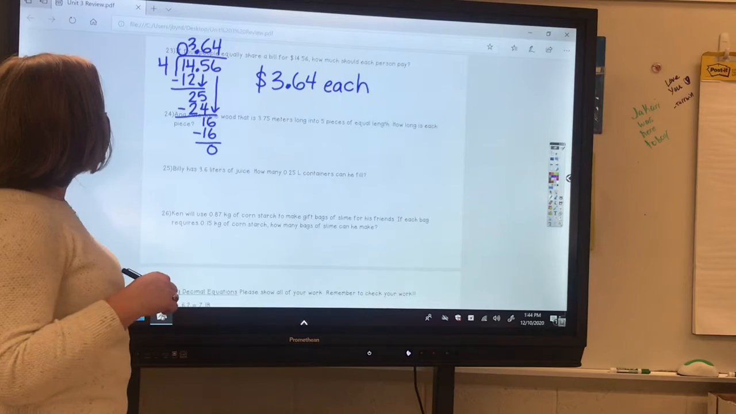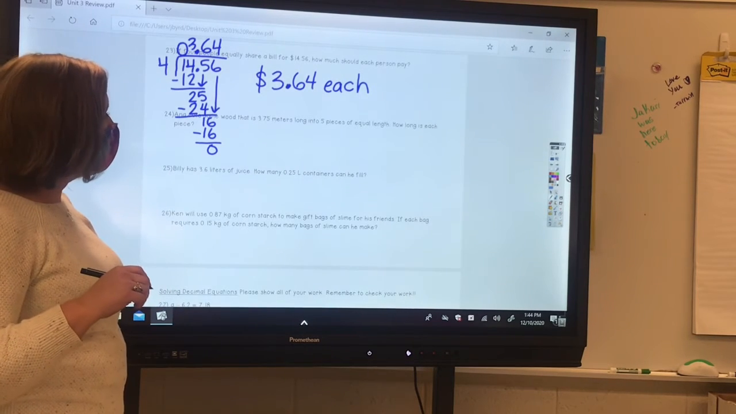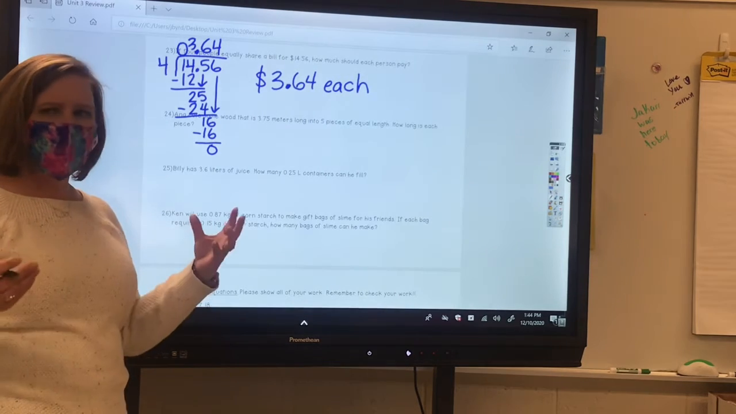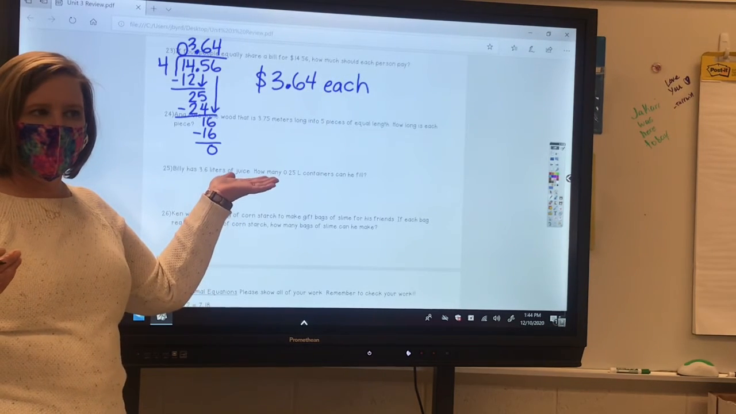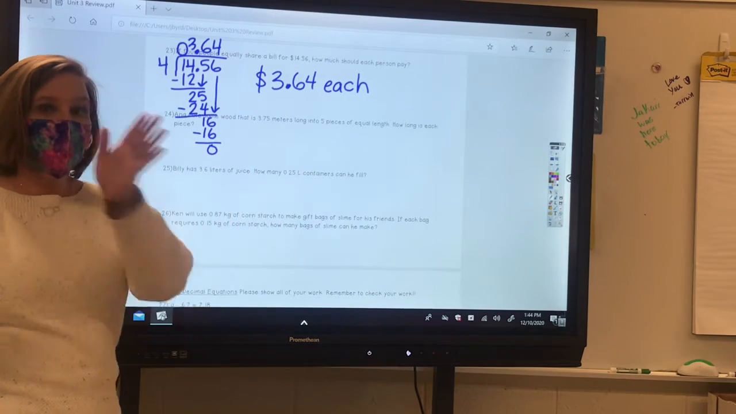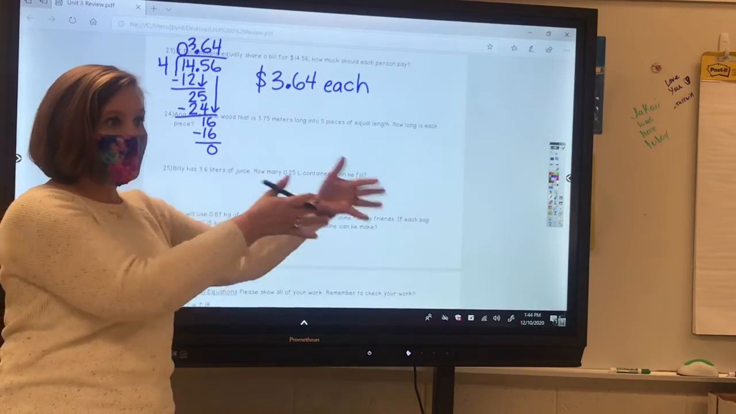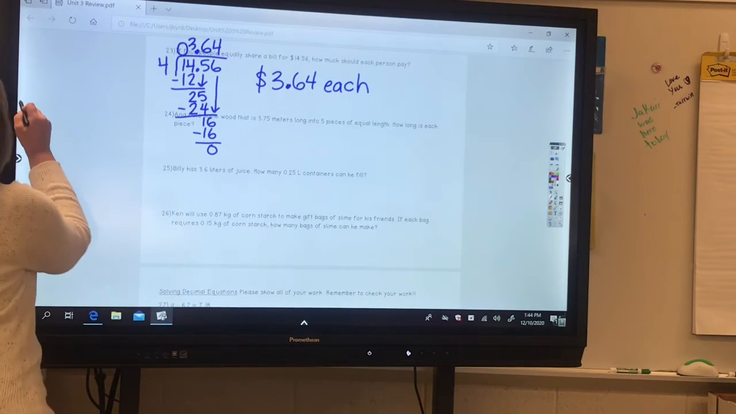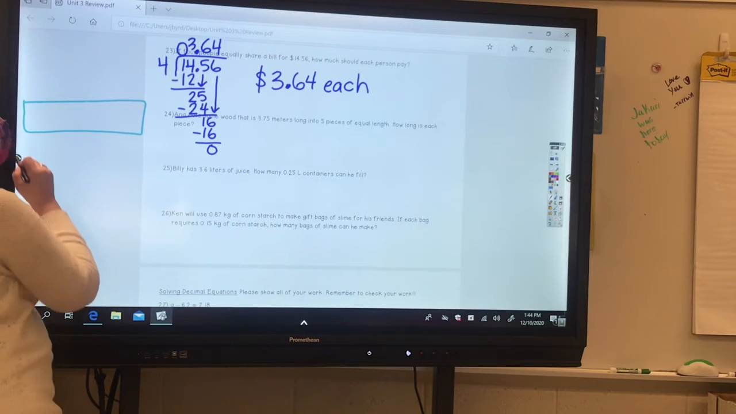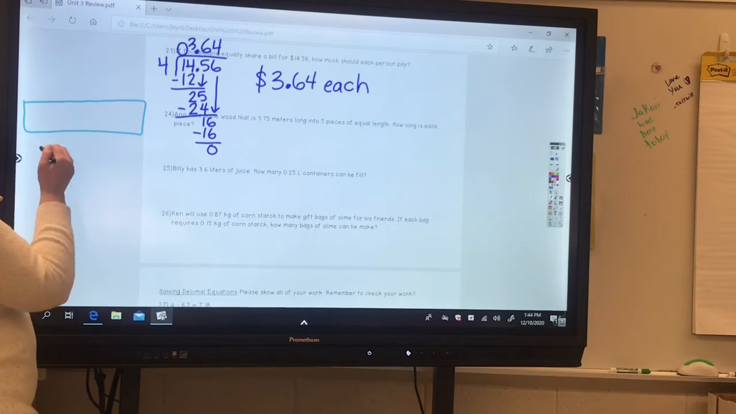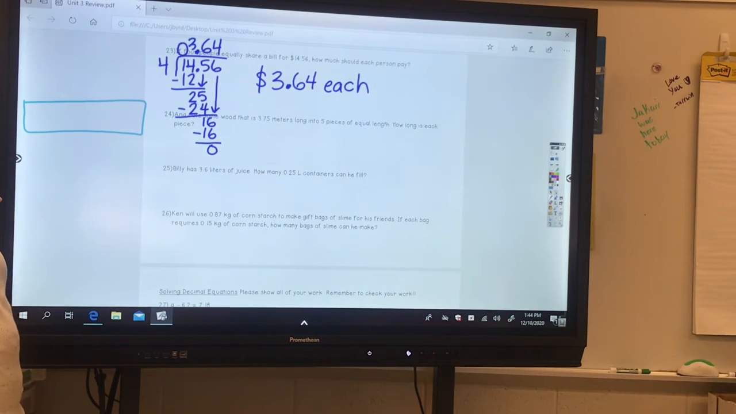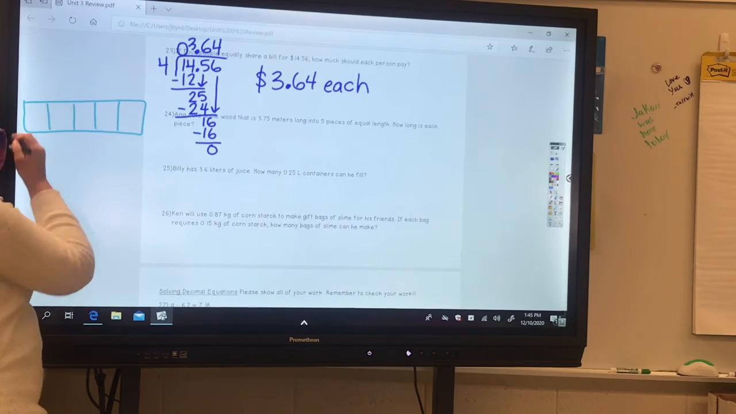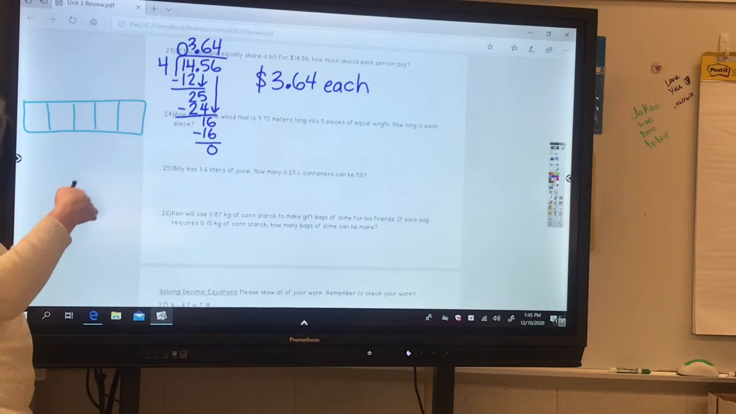Anna cut some wood that is 3 7/75 meters long into 5 pieces of equal length. How long is each piece? So what are we going to have to do with that piece of wood? She has a piece of wood and she wants to make 5 pieces out of that wood. So what are we going to do? Divide. She's dividing because she wants 1, 2, 3, 4, 5 pieces. So we've got to break it up into equal pieces.